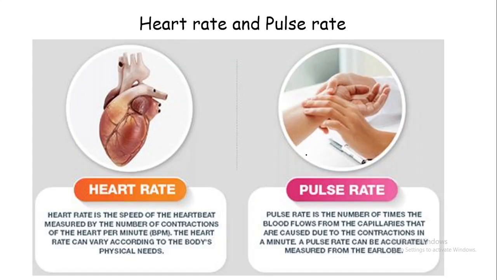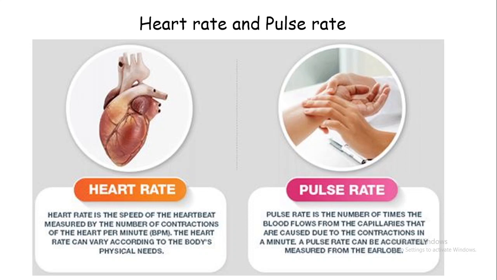Heart rate and pulse rate. What are these? Heart rate is the speed of the heartbeat, measured by the number of contractions of the heart per minute. The heart rate can vary according to the body's physical needs. When we are into high physical activity, the rate of the heart increases. That's the reason we start panting and sweating. Not just that, when you're afraid of something, or excited, or anxious, all of these emotions also result in increasing, or rather differing, heart rate.